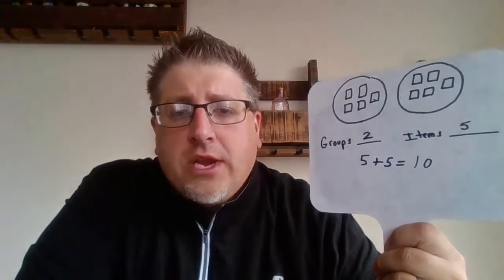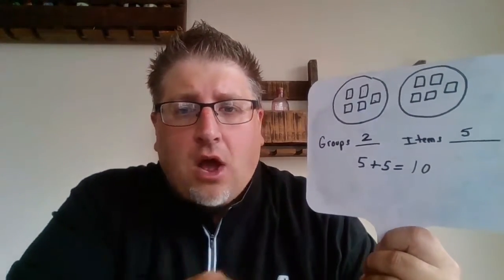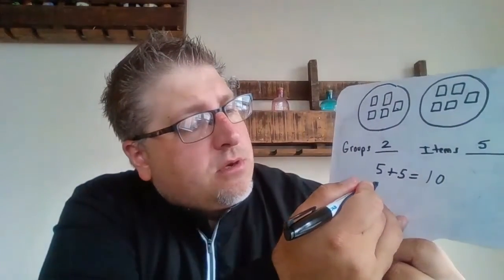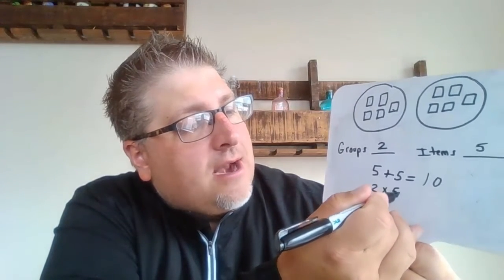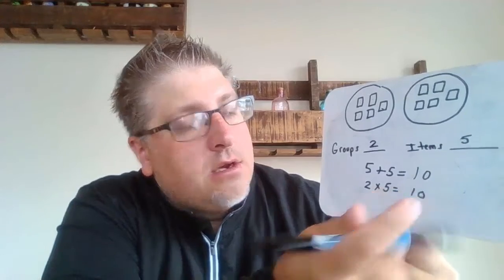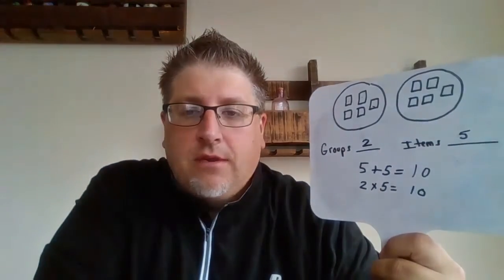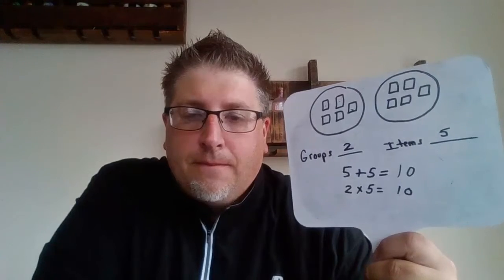Okay? We could also multiply it. And when we multiply, all we do is we take the groups, 2 groups, and we multiply it by how many items are in there. And we get 10. 2 times 5 equals 10. Very, very simple. Look at that.